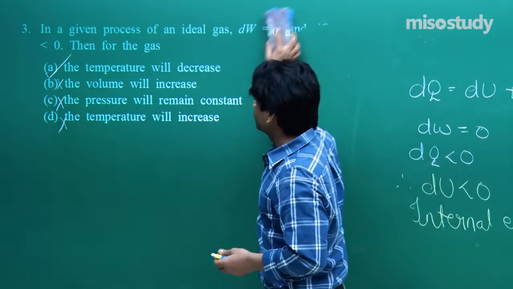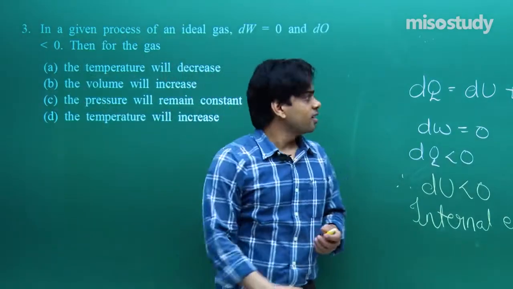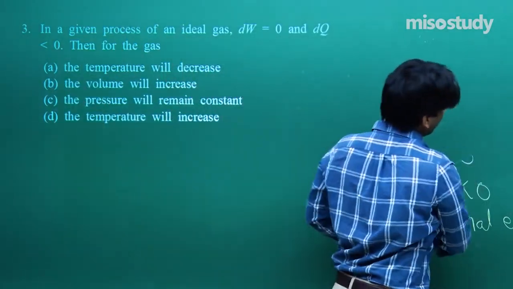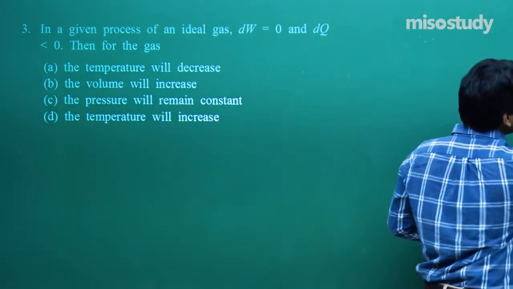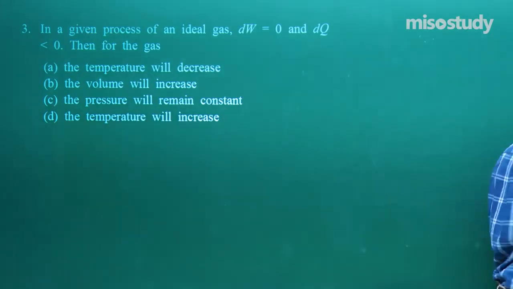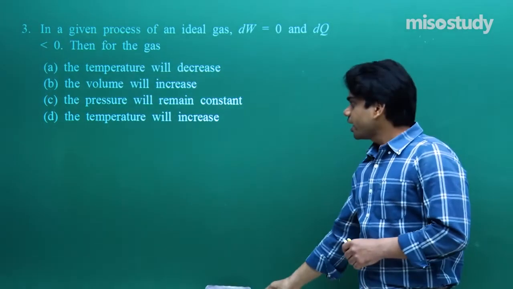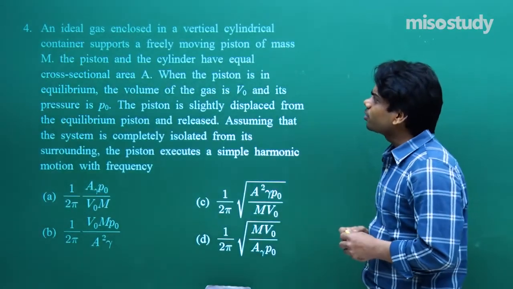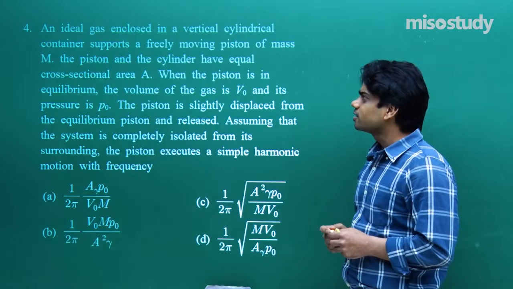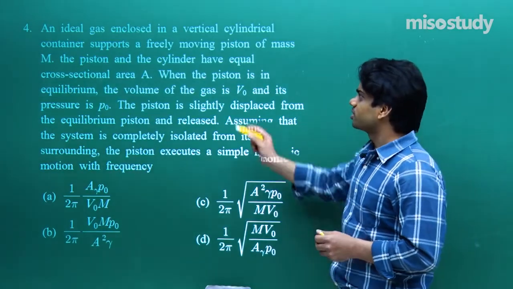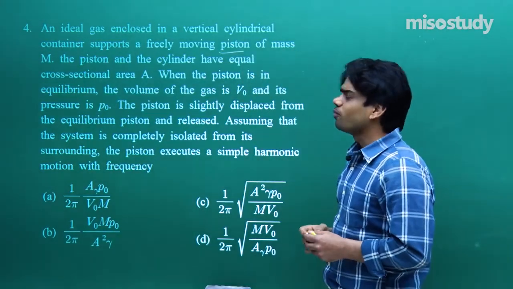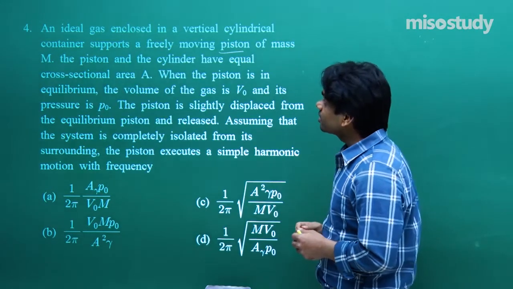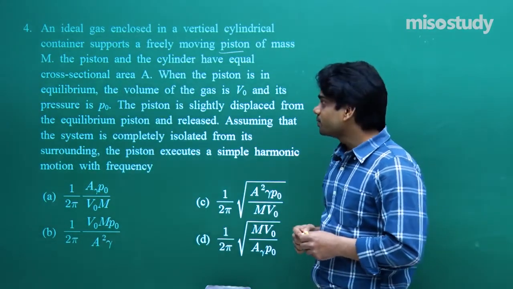Let's switch to the next question, and hope that with each question you are learning the concepts in a better way. Next question of the class, question number 4. An ideal gas enclosed in a vertical cylindrical container supports a freely moving piston of mass m. The piston and the cylinder have equal cross-sectional area.